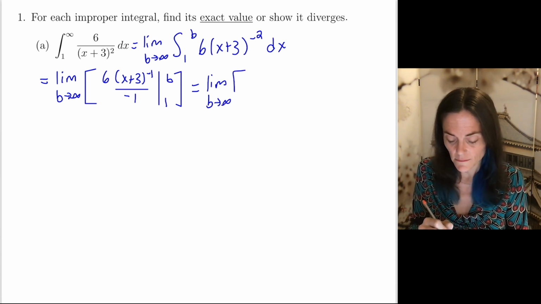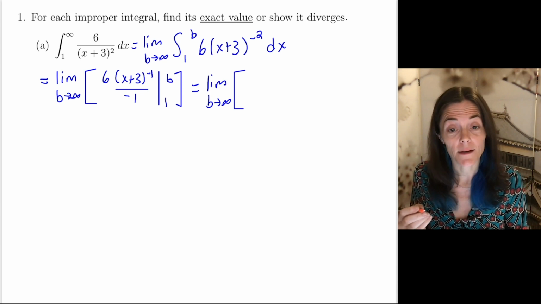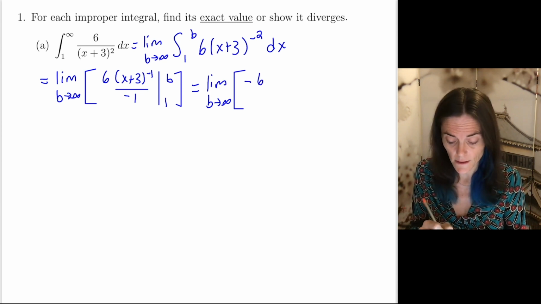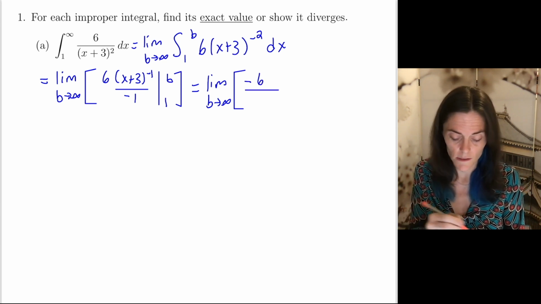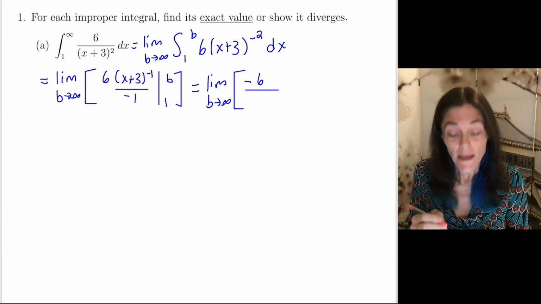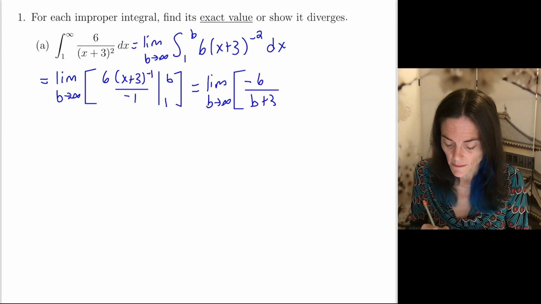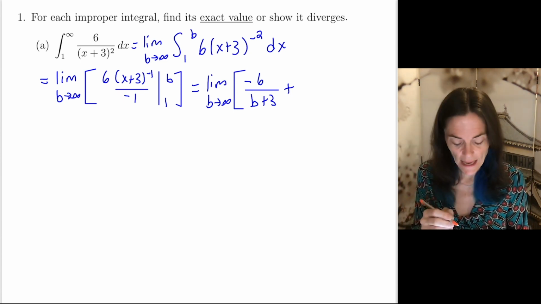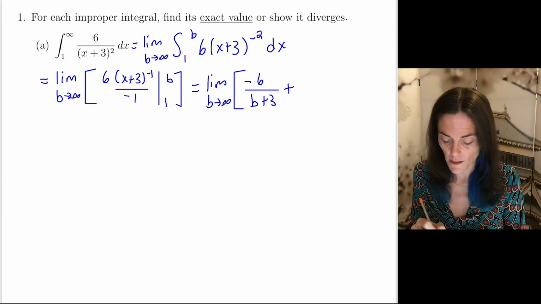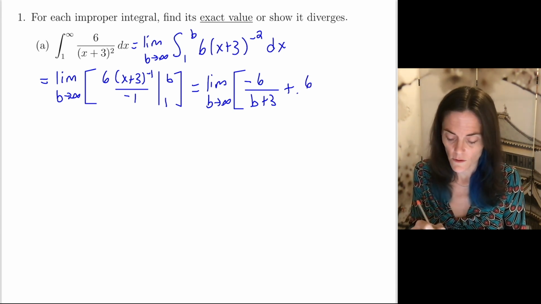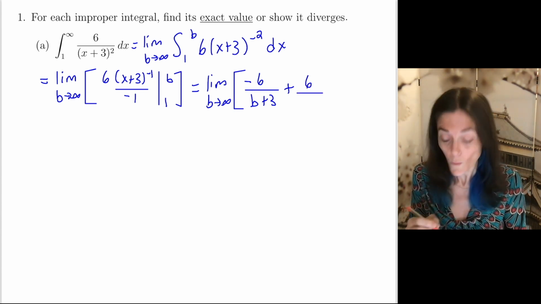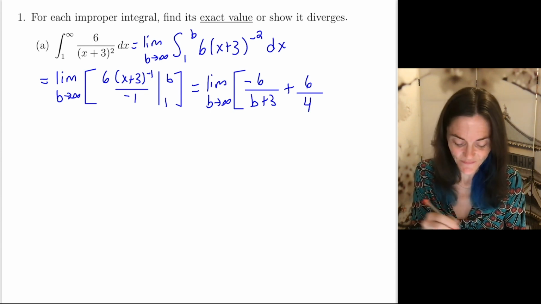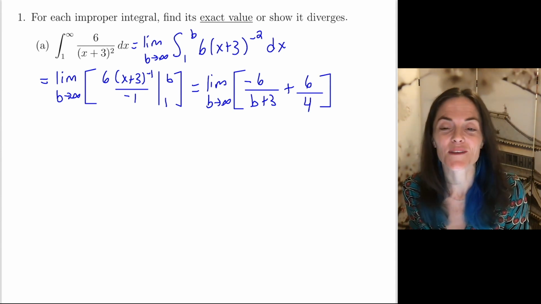Well, this minus 1 exponent is really in the denominator. So I have a minus 6, and then in the denominator is b plus 3, when I evaluate at b. Then we subtract off, but minus and minus is plus, and then I evaluate at the lower limit of integration. I have 6 over 1 plus 3, which is 4. This was the fundamental theorem of calculus.